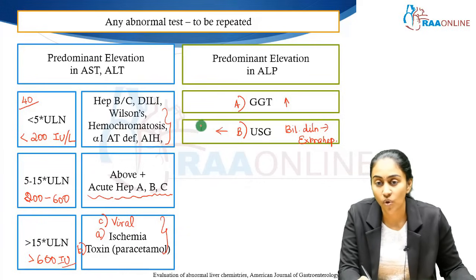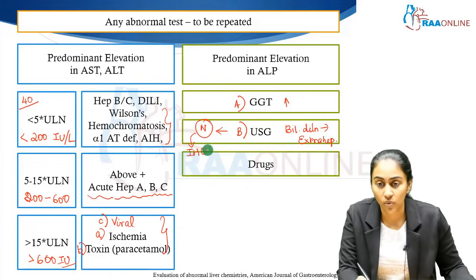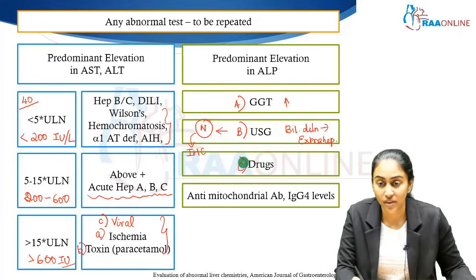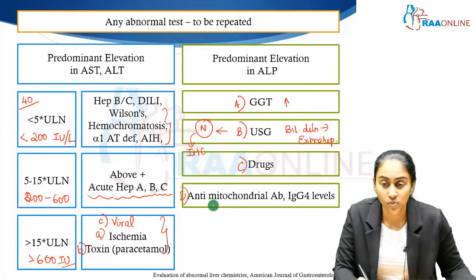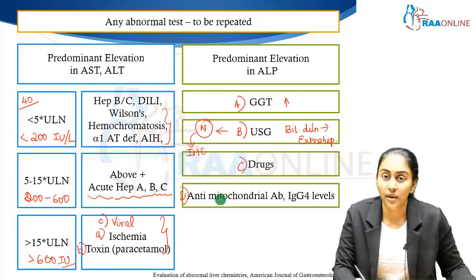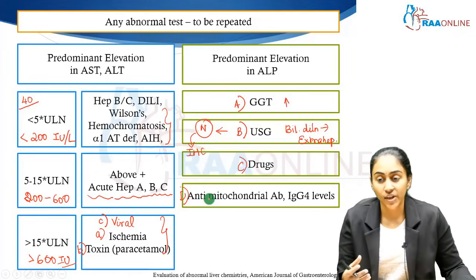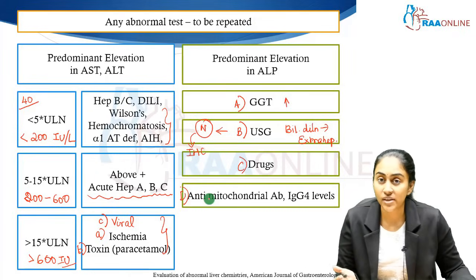Suppose the ultrasound is normal, then you're looking at causes for intrahepatic cholestasis. Therefore, you will have to look for drugs. Drugs is again an important, often overlooked cause of intrahepatic cholestasis. If you've ruled out drugs, then you will look at other rarer causes like primary biliary cirrhosis and primary sclerosing cholangitis. Now, in primary biliary cirrhosis, anti-mitochondrial antibodies will be positive. In patients with primary sclerosing cholangitis, this occurs as a part of the IgG4 disorder. Therefore, IgG4 levels are often elevated.